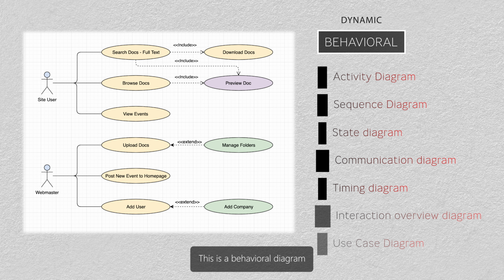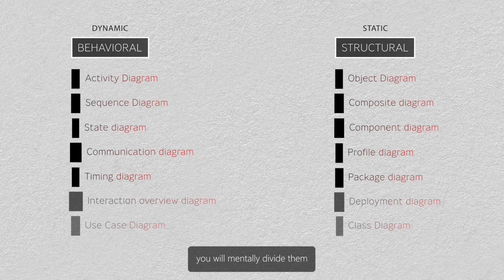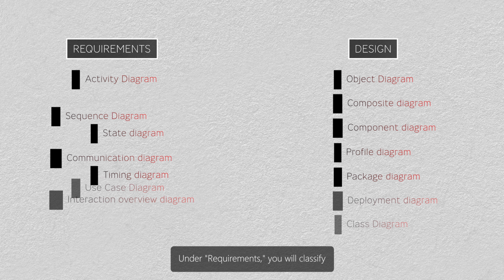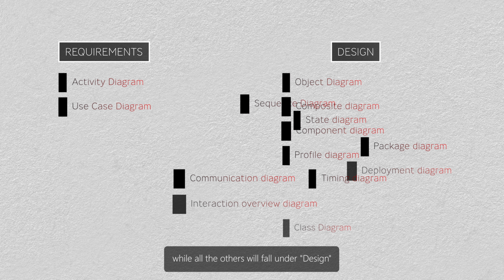This is a behavioral diagram of what happened from a behavioral perspective. And the structural one would be how we implemented it and how it actually all happened behind the scenes. However, let's be honest, in practice you will mentally divide them into the other two categories, requirements and design. Under requirements you will classify use case and activity diagram, while all the others will fall under the design.